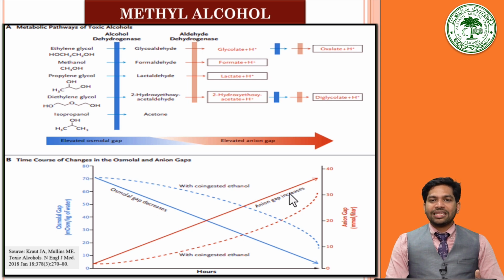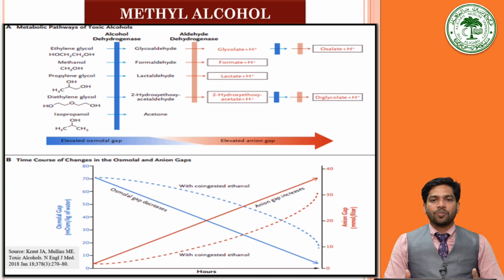So methanol is metabolized to formic acid, ethylene glycol is metabolized to oxalic and glycolic acid, diethylene glycol to 2-hydroxyethoxyacetic acid and glycolic acid, and propylene glycol to D-lactic and L-lactic acid. An increased osmolar gap is prominent early owing to the accumulation of unionized alcohols.